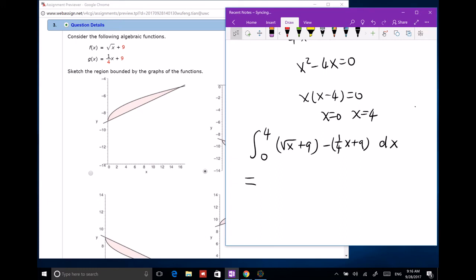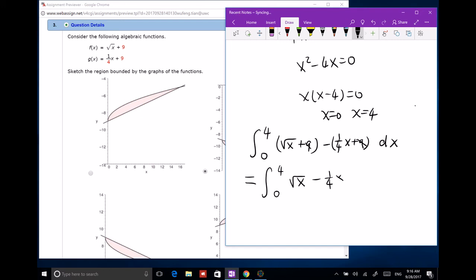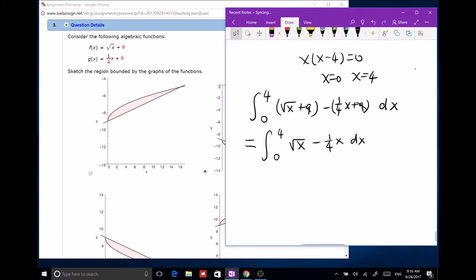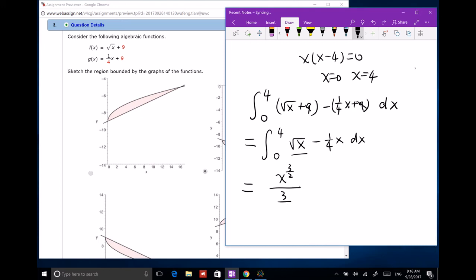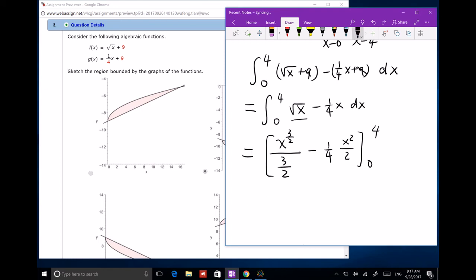So you subtract these two, you cancel 9 because it's minus, 0 to 4, square root of x minus 1/4 of x dx. The antiderivative of square root of x, which is x to the power 1/2, is x to the 3/2, add 1 on the power, divide by the new power. Minus 1/4, the antiderivative of x is x squared over 2. Plug 0 and 4 into the formula.